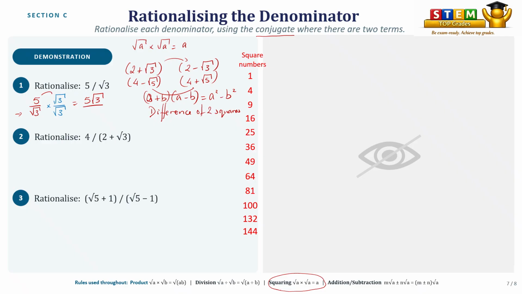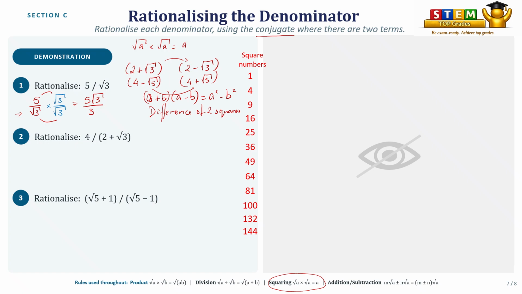Underneath, in the denominator, root 3 times root 3 becomes 3. So what we've achieved here is that we've got the surd in the numerator part, but not in the denominator. Let's move on to the next one.